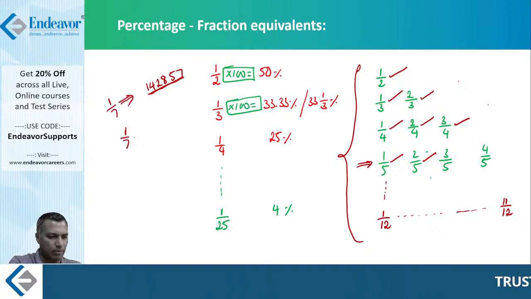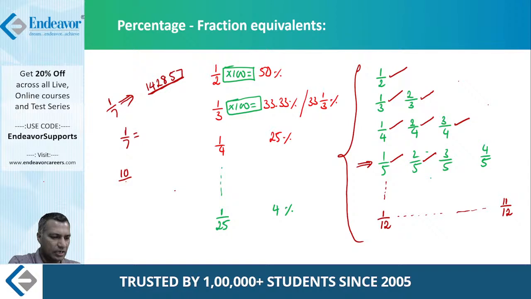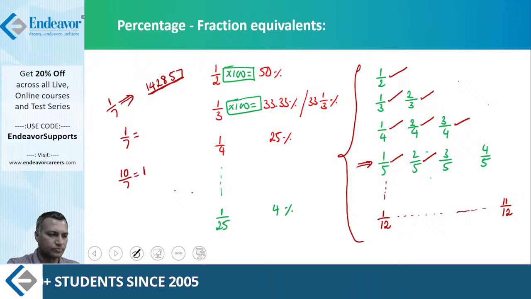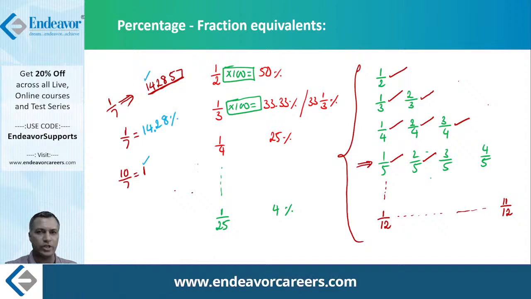So for example, you want to find what 1 by 7 is. In your mind, do 10 by 7. Take the first quotient, 7 ones are 7. Look at the first number. When you get this, go to this 1, here there is a 1. Go to this 1, take 4 digits from there: 1, 4, 2, 8, and put a decimal point and a percentage. Therefore, 1 by 7 is 14.28%.